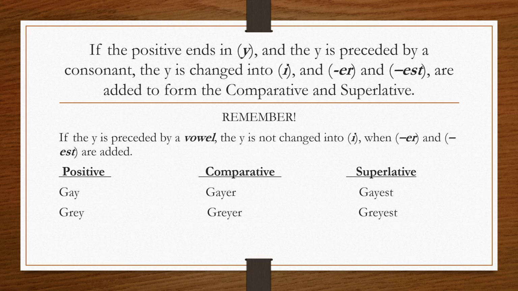If the positive ends in Y and the Y is preceded by a consonant, the Y is changed into I and ER and EST are added to form the comparative and superlative. Remember, if the Y is preceded by a vowel, the Y is not changed into I when ER and EST are added. I believe for now we know what is a consonant and we know what are vowels. So, example, gay, gayer, gayest, gray, grayer, grayest.